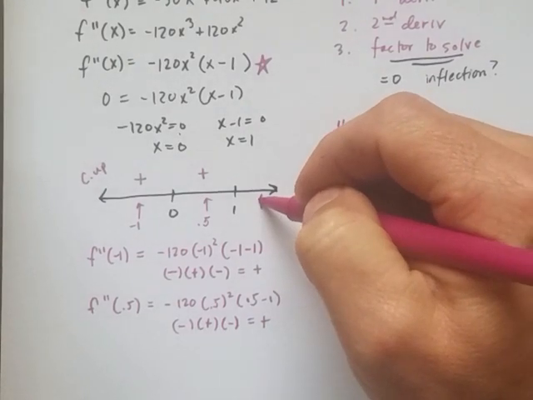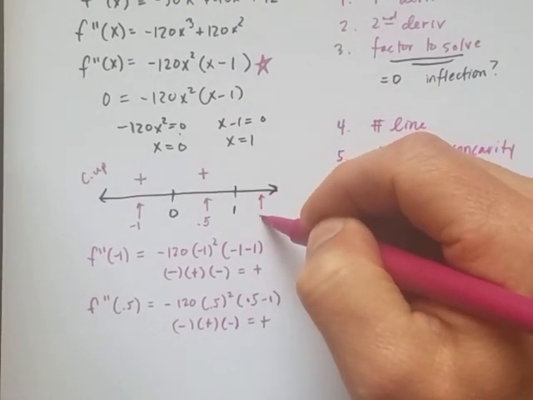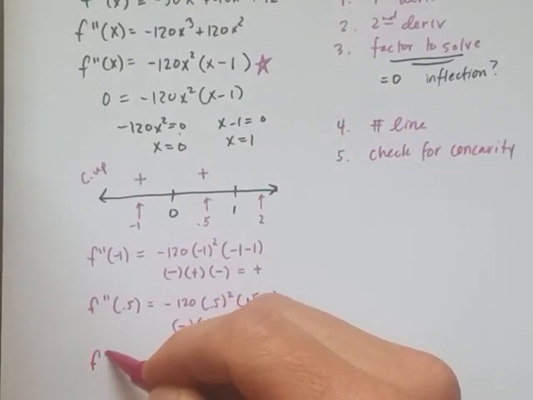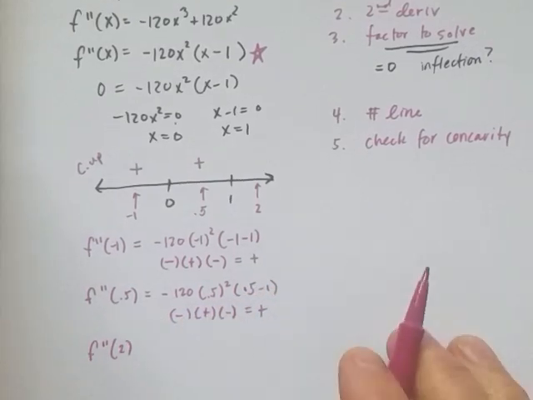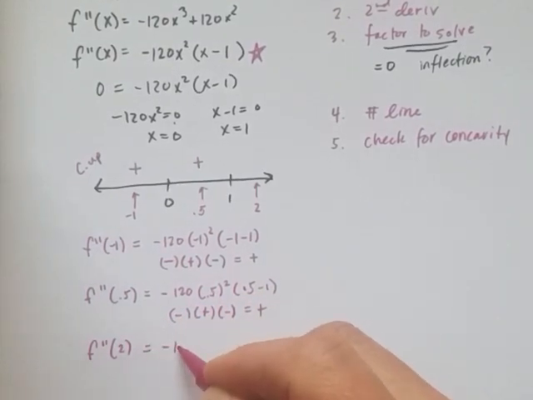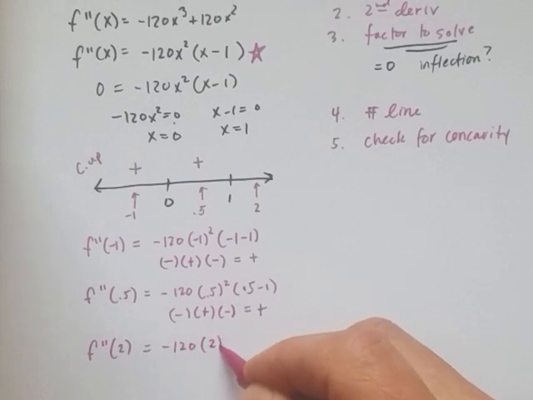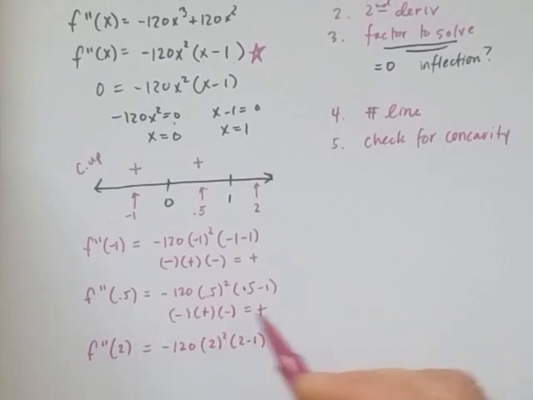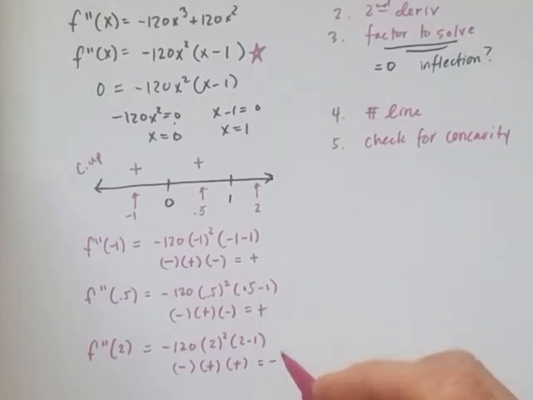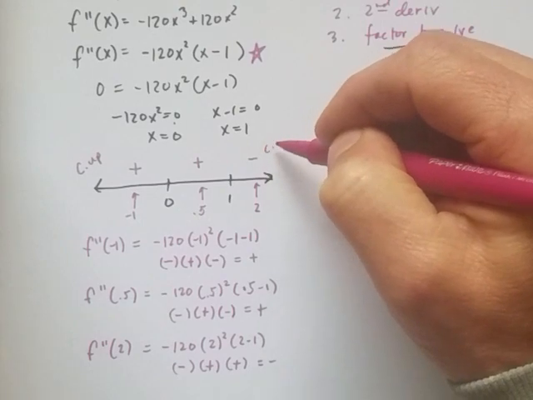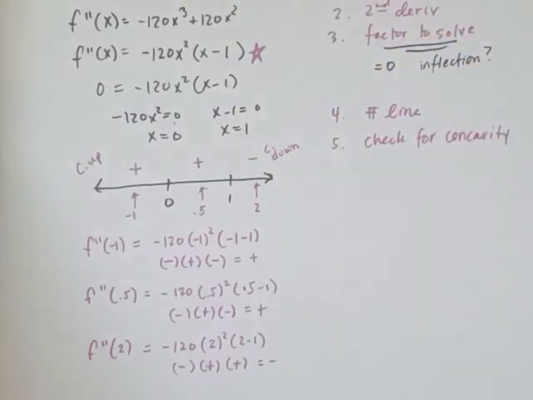All right, but there's still one more region to check, and that's going to be above 1, so let's say 2. And we're actually going to find f double prime of 2 in the same way that we found the other f double primes. So doing this work here, I get a negative and a positive, and this time times a positive, which would give me a negative. Okay, and that's actually going to be concave down.